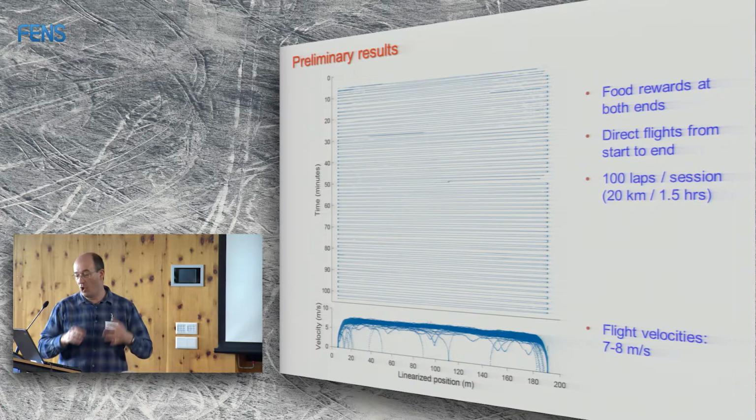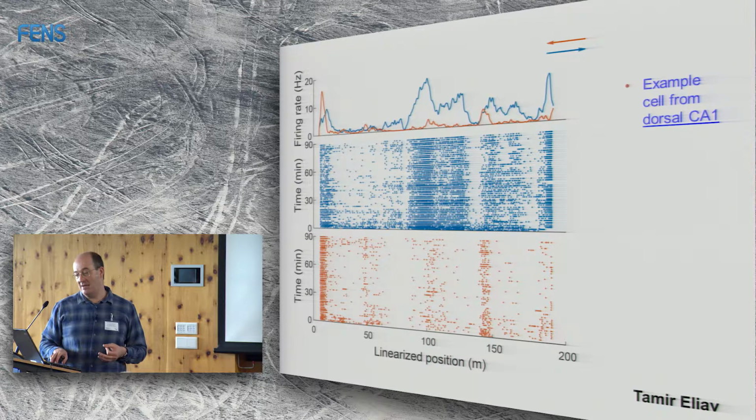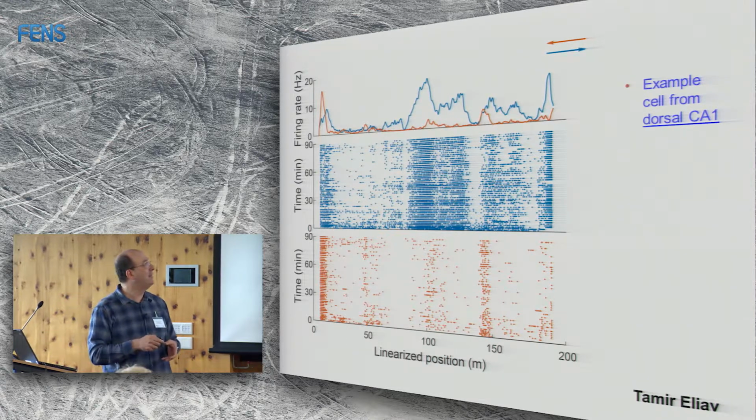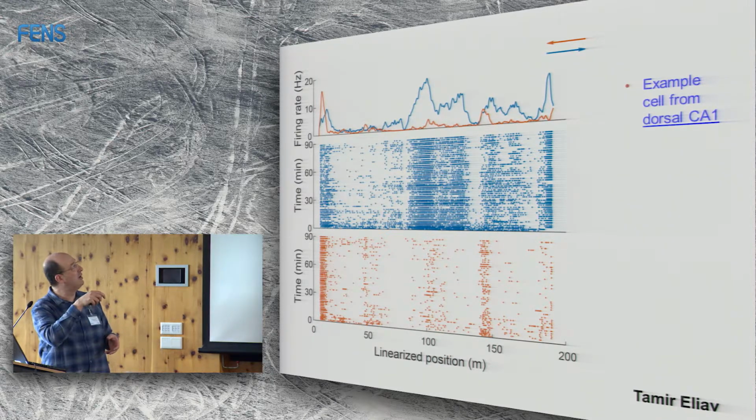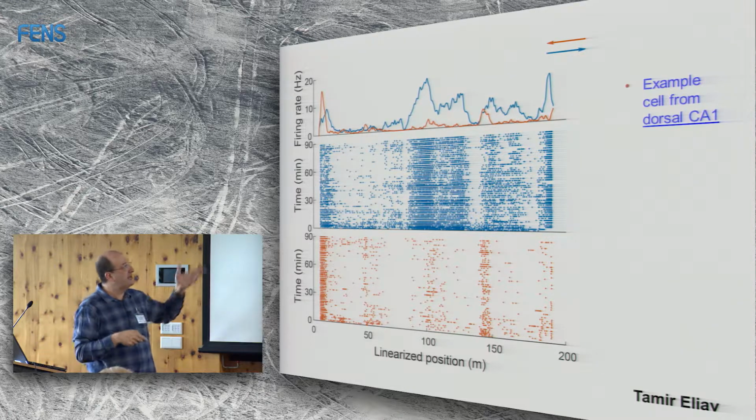So really, it gets close to the real thing. And then this is an example of a neuron that Tamir recorded. What you see here are rasters separated by the blue direction, which is flying east, and the red direction, which is flying west. Each line here is an individual flight, and dots are spikes. And what you see are several things.